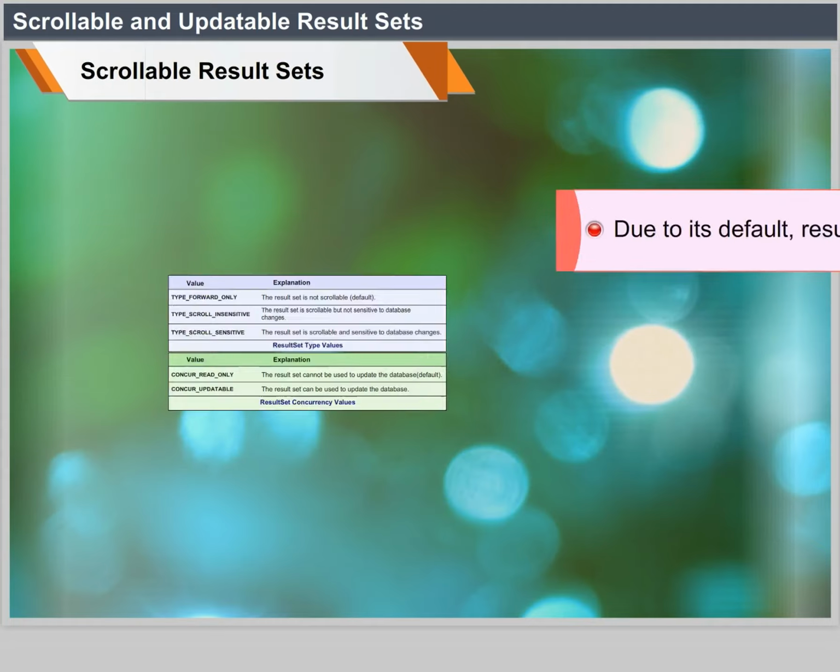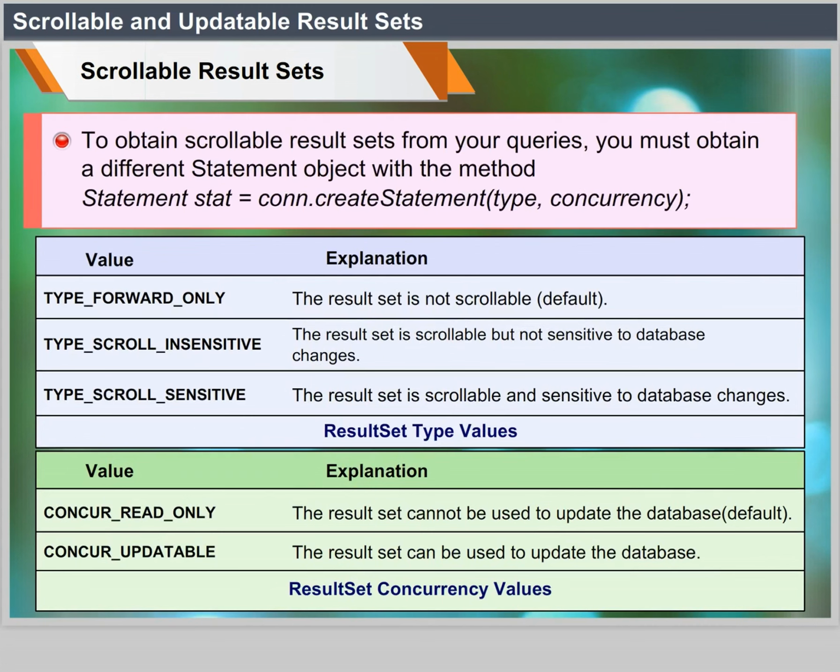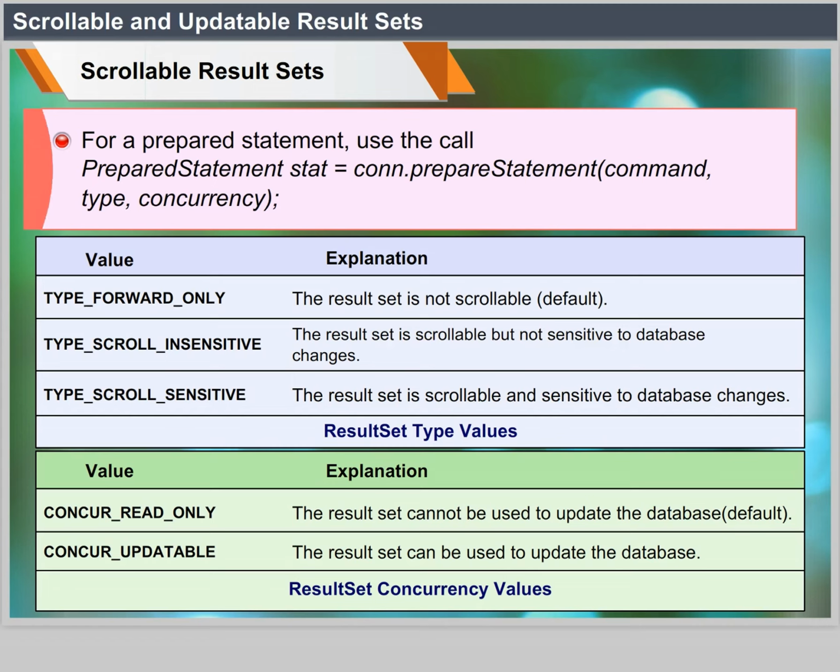Scrollable result sets. By default, result sets are not scrollable or updatable. To obtain scrollable result sets from your queries, you must obtain a different statement object with the method: Statement stat = con.createStatement(type, concurrency). For a prepared statement, use the call: PreparedStatement stat = con.prepareStatement(command, type, concurrency). The following table shows the result set type values and result set concurrency values.